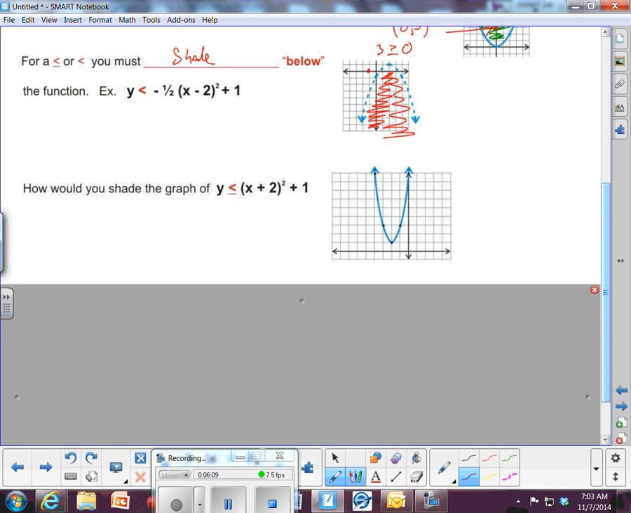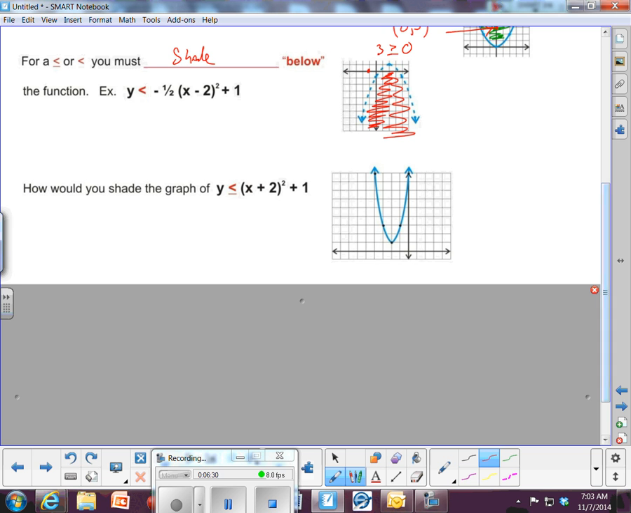All right, so I've got an example for you here. How would you shade the graph of y less than or equal to the quantity x plus 2 quantity squared plus 1? And there's the correct graphing of that function. We used a solid line because it's a less than or equal to. All right, where would you shade? Where would you shade this function?